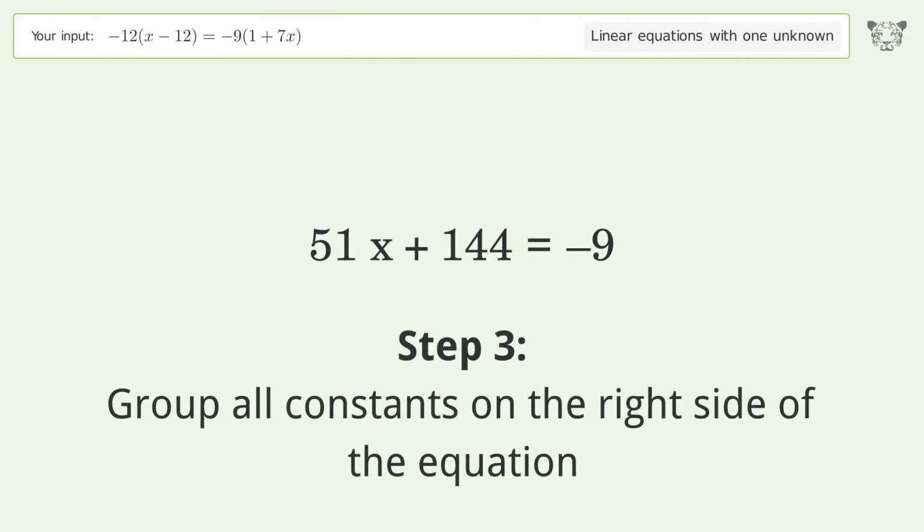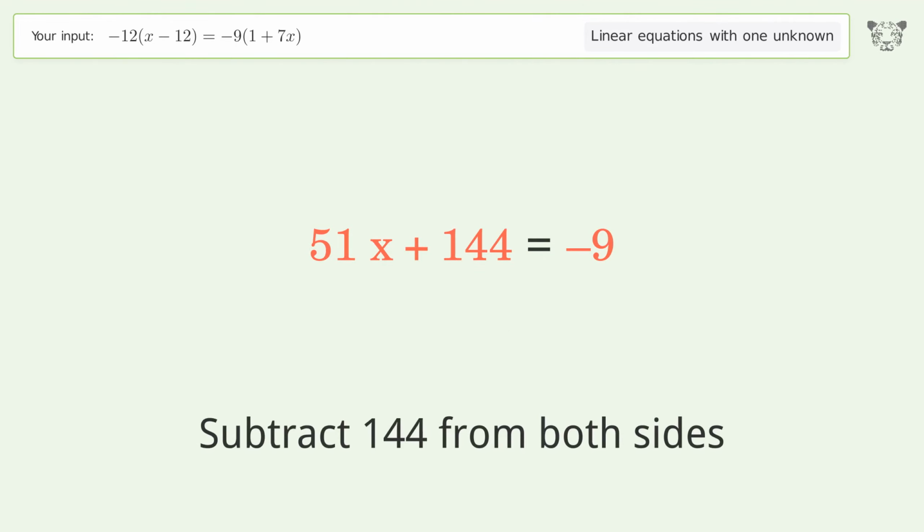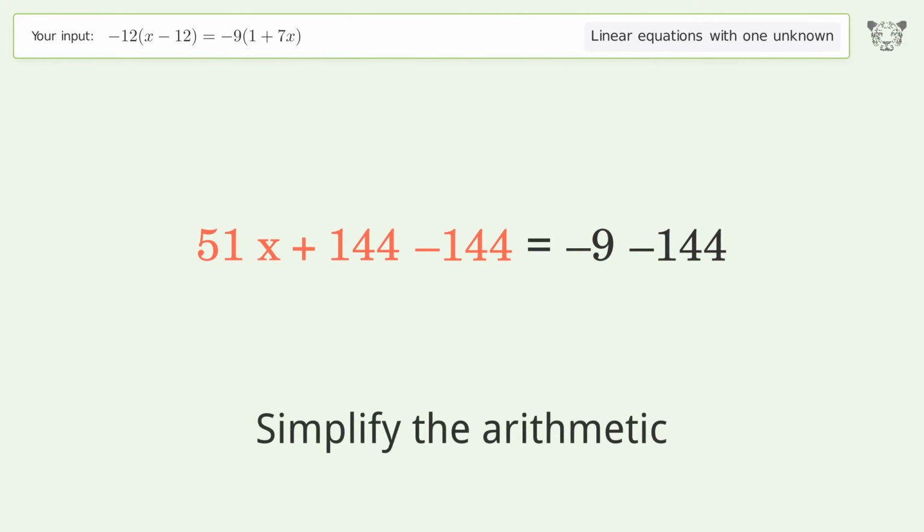Group all constants on the right side of the equation. Subtract 144 from both sides. Simplify the arithmetic.